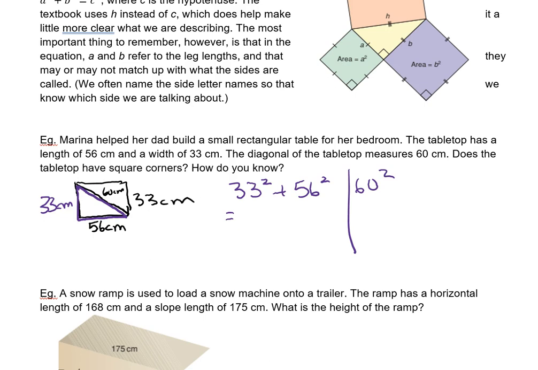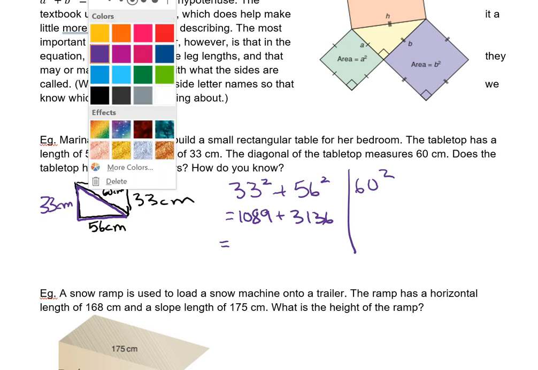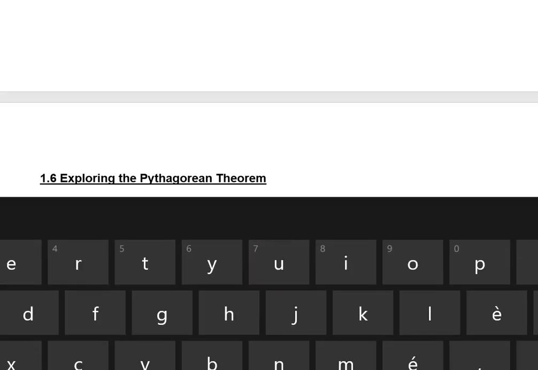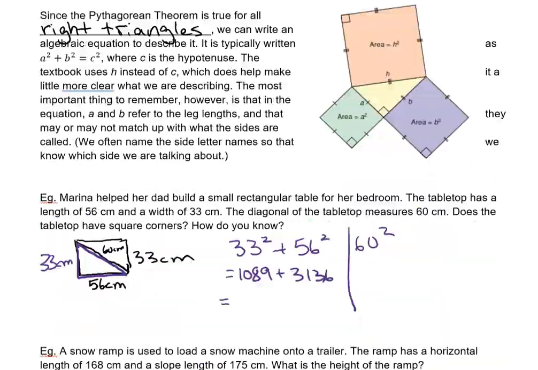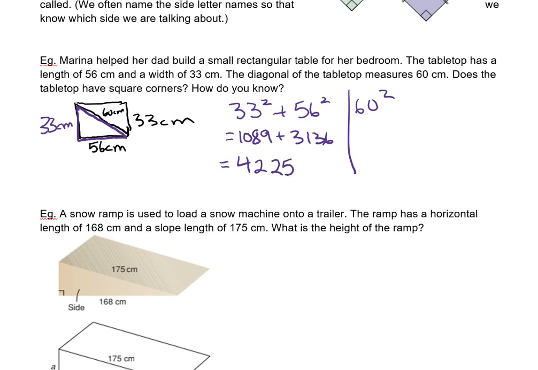So 33 squared, I have no idea. 33 times 33 is 1089. 56 squared is 3136. And I add those together, I get 4,225. Without even checking 60 squared, I know right away they're not going to be equal, because if I multiply a number ending with 0 times a number ending with 0, it's going to end in 0. But anyway, it's 3,600. These are not close. The tabletop does not have square corners.